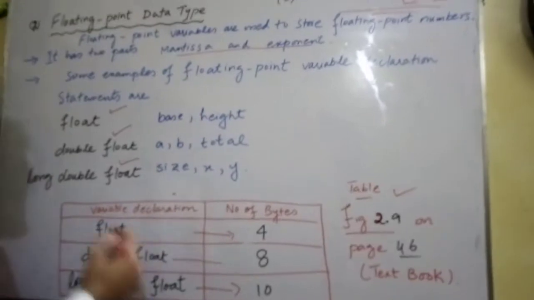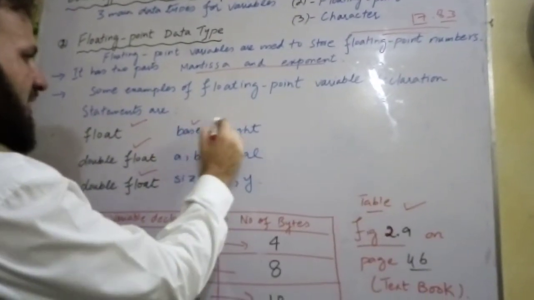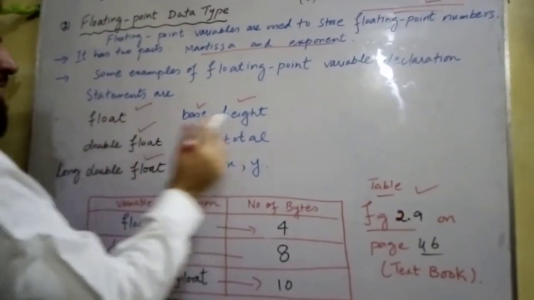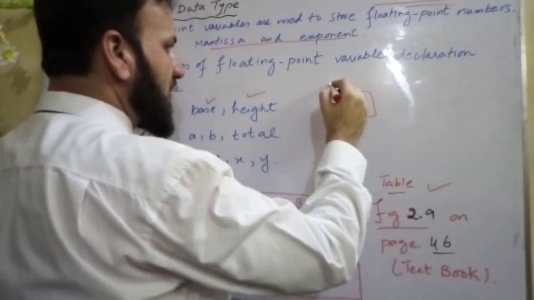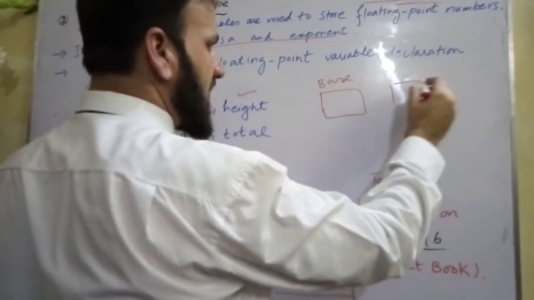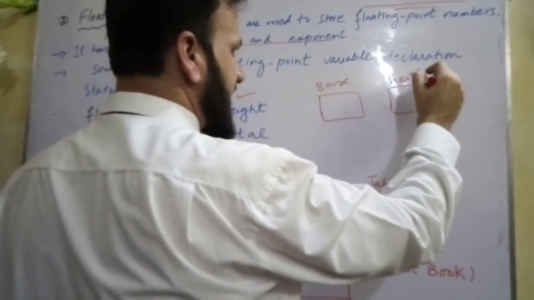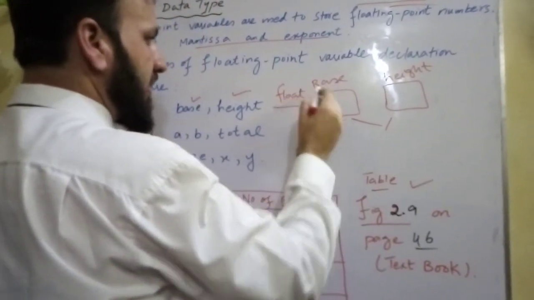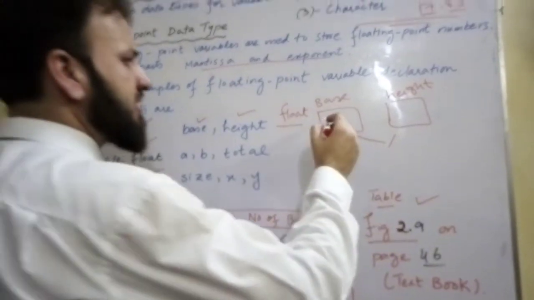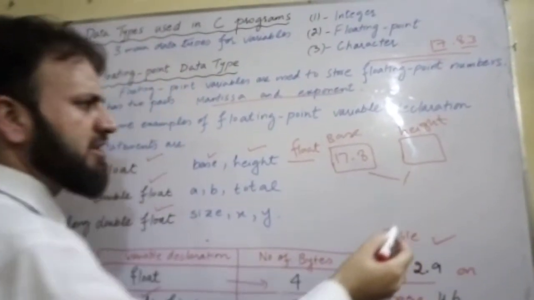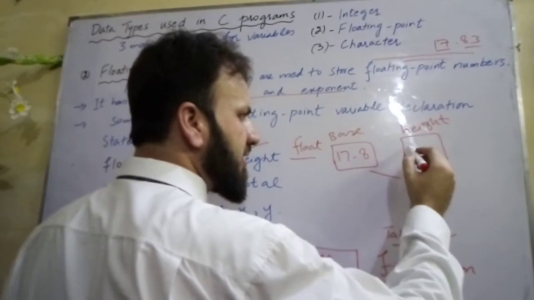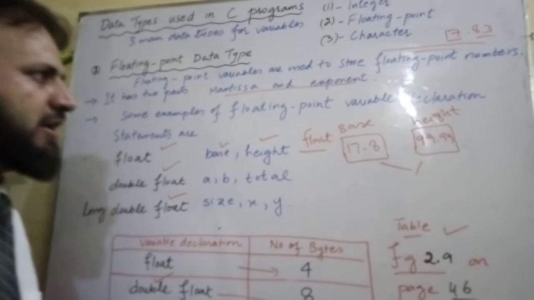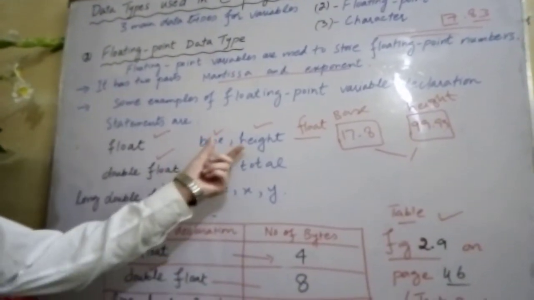Here we have base and height. There are two variables which have data type float. In memory cells there are two variables, base and height, and their data type is float, and we can store float data such as 17.8, similarly such as 99.99. We can store float data in both variables, base and height.